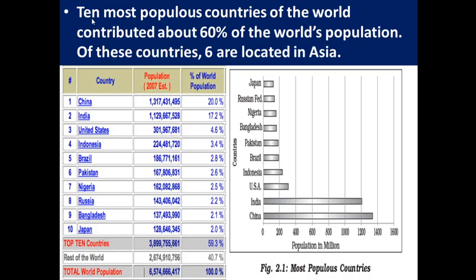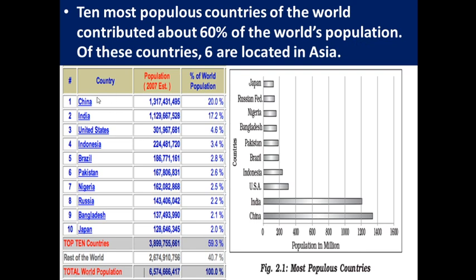In the world, we have more than 200 countries, and based on UN membership, we have more than 170 countries. Out of 200 countries, the 10 most populous countries are China, India, United States, Indonesia, Brazil, Pakistan, Nigeria, Russia, Bangladesh, and Japan. These 10 most populous countries contribute about 60% of the world population.